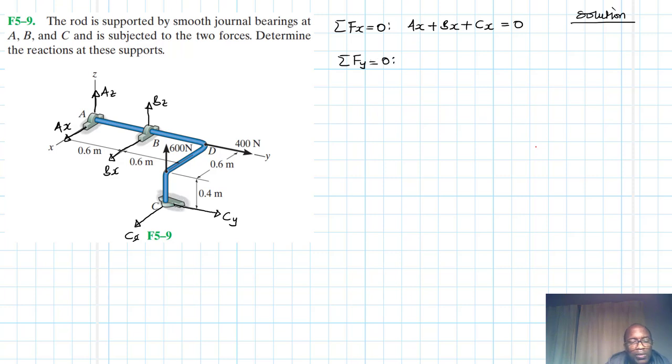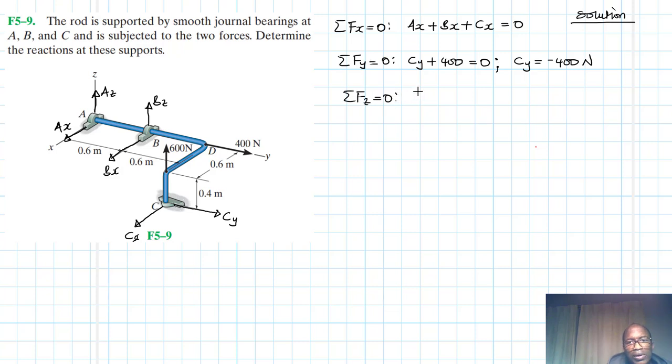So summation of forces in the y, what do we have in the y? We have cy plus 400. Anything else in that direction? Seems promising, this one. Great. So this means we can find our cy. Great. So our cy therefore will be equal to minus 400 newtons.